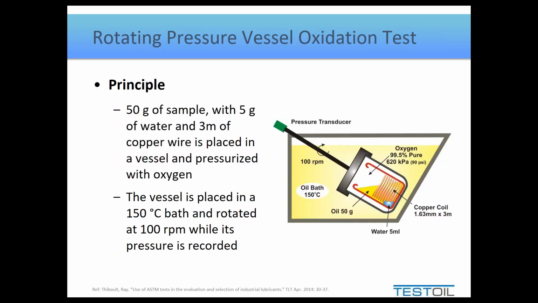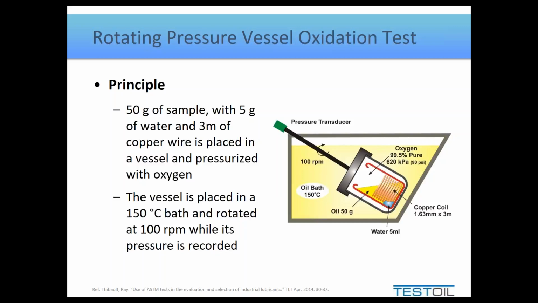If you look at what we're seeing here, we take the 5-gram sample of water with a 50-gram sample of oil, we put it in a beaker, and we place 3 meters of copper wire in there. So we've got copper. What we do is we take that glass beaker, we insert it into a stainless steel pressure vessel, and we purge out all the air and replace it with oxygen. So now we've got oxygen, water, and copper. 3 sides of an oxidation triangle that desperately want to react with each other. The only thing preventing them from doing that is the oil itself.